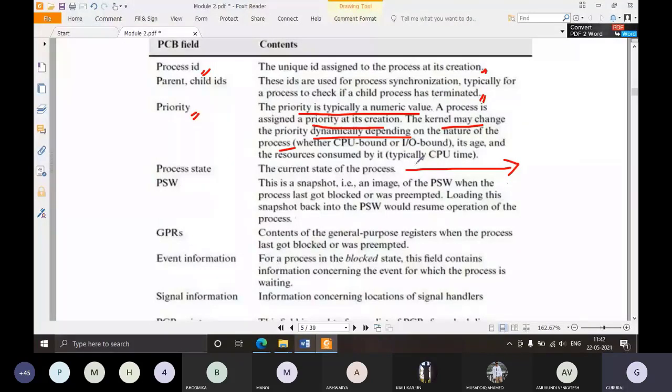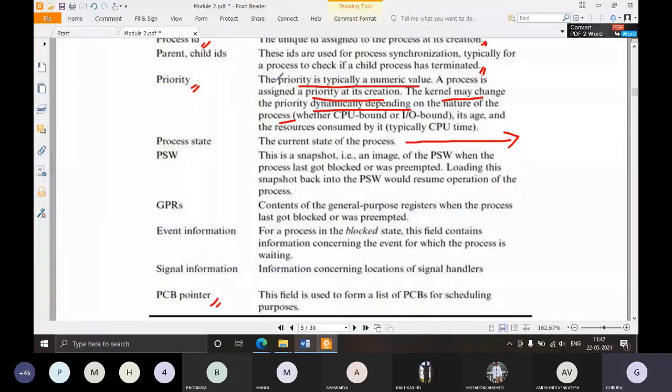Okay. Next is PSW, program status word. This is a snapshot or an image of the PSW when the process last got blocked or was preempted. So loading this snapshot back into the PSW would resume the operation of the process. So the flag information, program status word information, is very important whenever the process gets the chance to execute once again, because it has to continue from wherever it was preempted. It should not restart. Okay, if it restarts, then all the progress is gone.